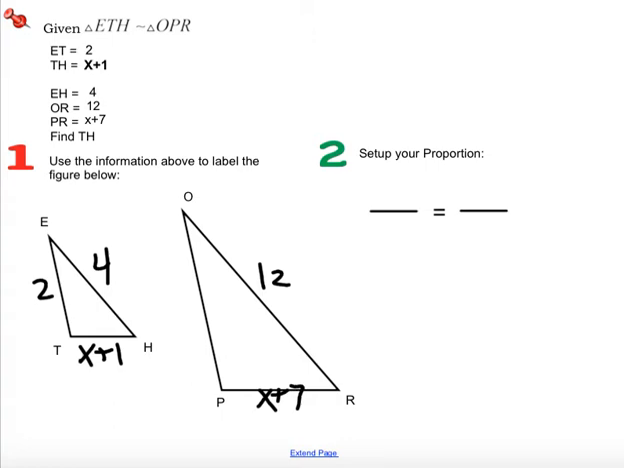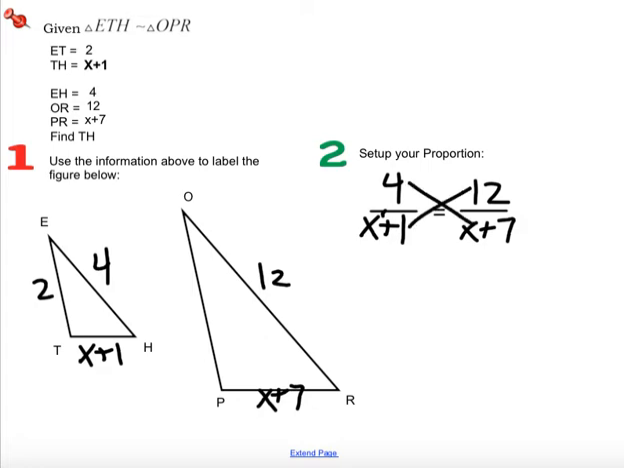Now TH, I'm given some information, but I need to figure out what x is to find the actual amount of TH. So I could set up a proportion. Let's not use 2 because I don't have any information on the other side to help us with that 2. Let's use 4 to x plus 1 is the same as 12 to x plus 7. I could have set up this proportion in a lot of different ways, but this is one of them.